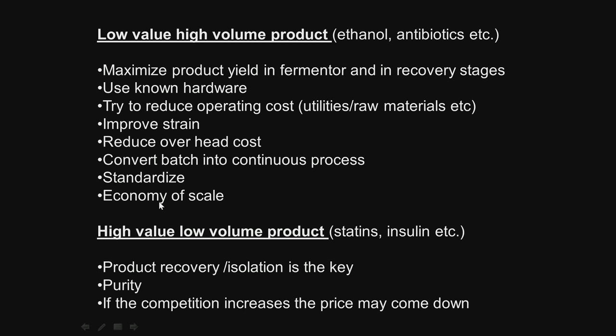And then finally, economy of scale. Normally low value products you need to manufacture in very large quantities. That way the scale of operation reduces your overhead cost, and that way makes your product cheaper. So, generally low value products are manufactured in thousands of tons, 10,000s of tons, whereas on the contrary, if you go to high value low volume products like statins and insulins, product recovery and isolation is the key, because you do not want to lose even a small gram of product, because even that gram of product could cost you thousands of rupees, because the value is very high.